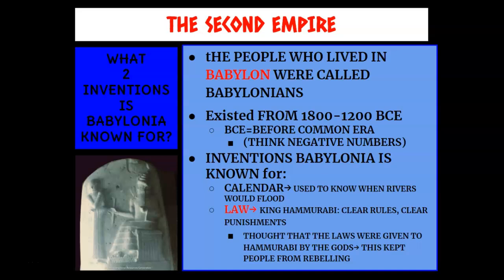The other thing that Babylonia was known for is law. A man named King Hammurabi created these clear rules and clear punishments. And he thought that laws were given to Hammurabi by the gods. And this kept people from rebelling. So this again is a very early form of government, but the fact that they put laws in place to control the people and to help the people is pretty astounding.